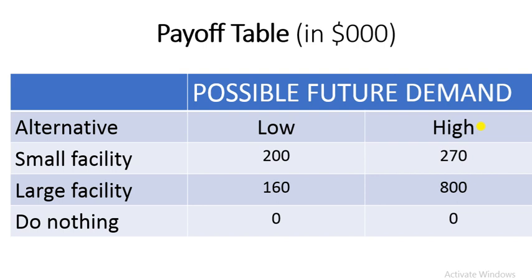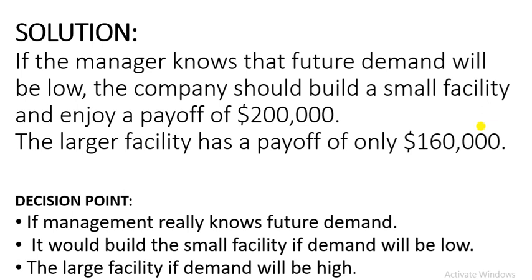In the next slide, we will see how the manager makes a decision in this scenario. As you can see in the slide, if the manager knows that the future demand will be low, the company should build a small facility and enjoy a payoff of $200,000, whereas the payoff of the large facility is 160,000.